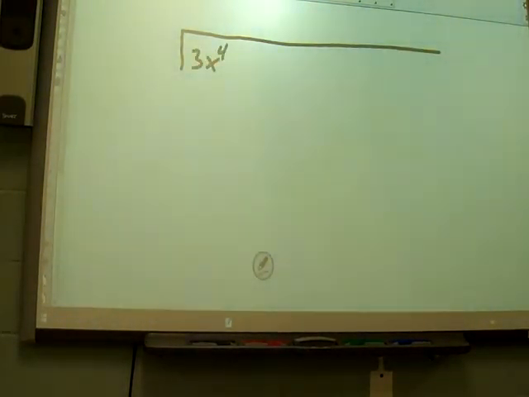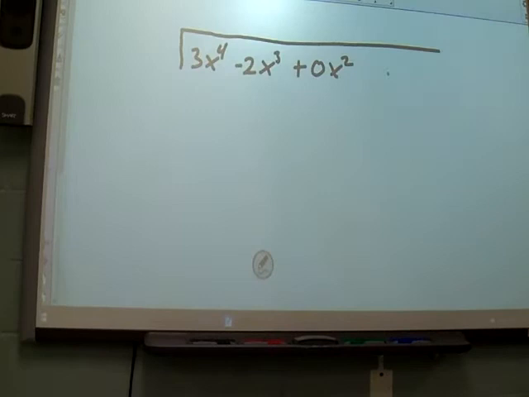Alright, on our long division, I got a 3x to the 4th. Notice you're missing something, and what we have to add when we're missing is minus a 2x cubed plus a 0x squared, plus a 5x. Wouldn't that just be x minus a squared? No, because if it's just x squared, that would mean 1x squared. So if you're missing one in both long and synthetic division, you've got to put that 0 in.